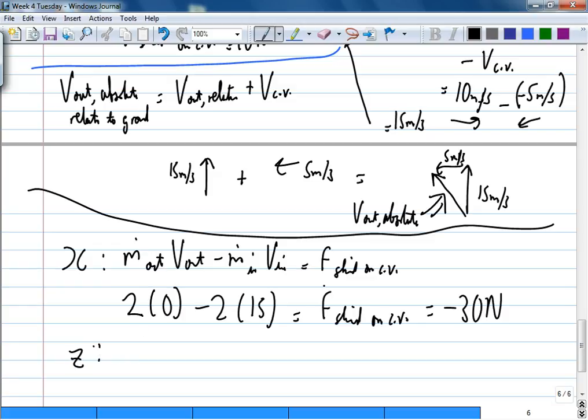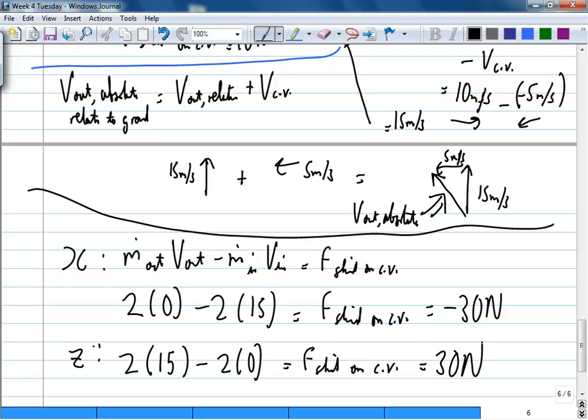The same one here, 2. Here v out is positive 15, minus 2 times v in the z direction, which is 0, is equal to F skid on CV, and that will be 30 newtons. So in this case, you need to push the water backwards 30 newtons in the minus x direction. Remember this is our x and this is our z. You need to push the water backwards minus 30 newtons and upwards 30 newtons.